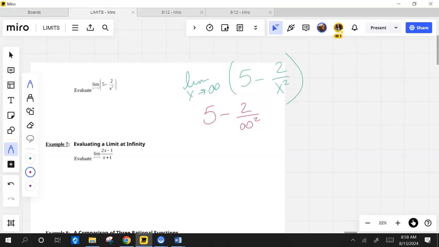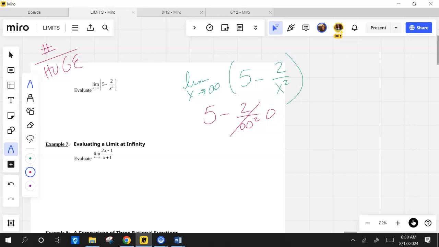What happens if you divide something by a really, really big number? What happens as that number on the bottom gets bigger and bigger and bigger? The number gets smaller and smaller and smaller. Remember, we're thinking limit-wise, so it's getting closer and closer to what? 0. So I'm going to say this is going to 0.